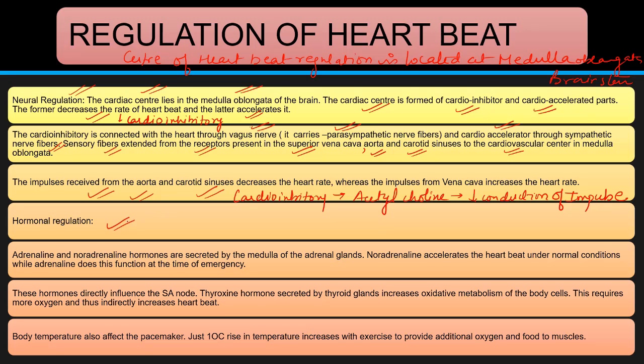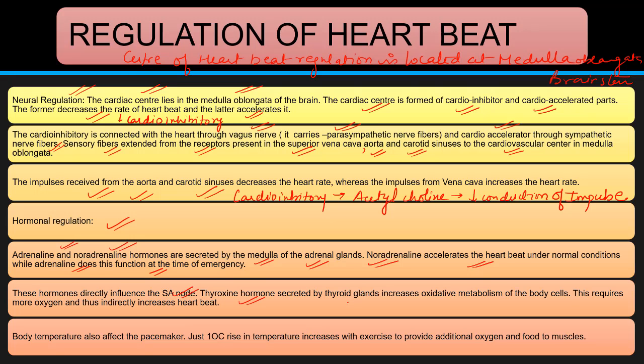Hormonal regulation. Adrenaline and noradrenaline hormones are secreted by the medulla of the adrenal glands. Noradrenaline accelerates the heartbeat under normal conditions, whereas adrenaline does this function at the time of emergency. These hormones directly influence the SA node.